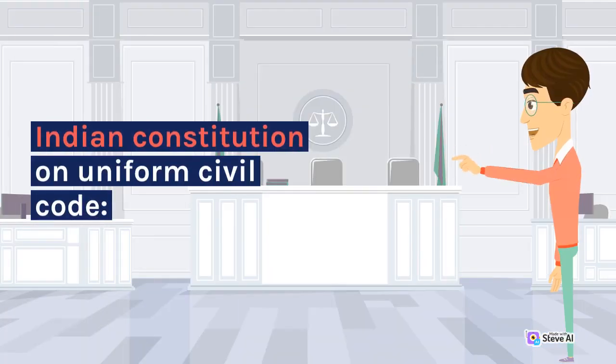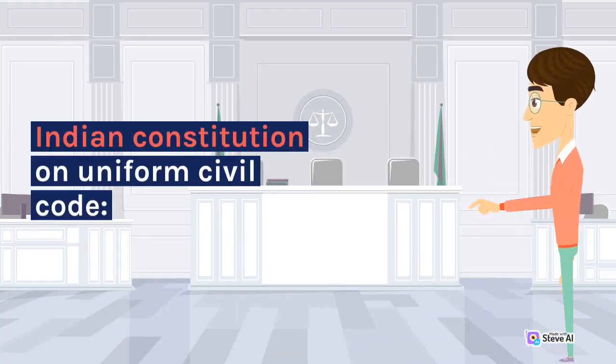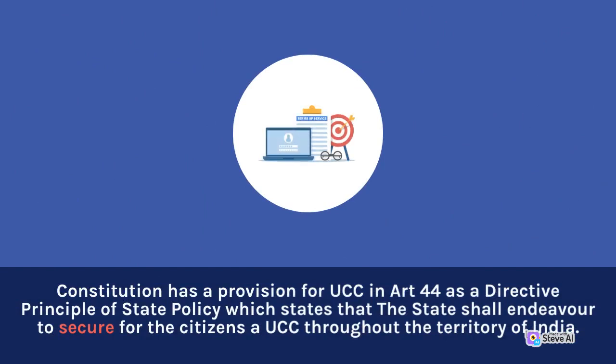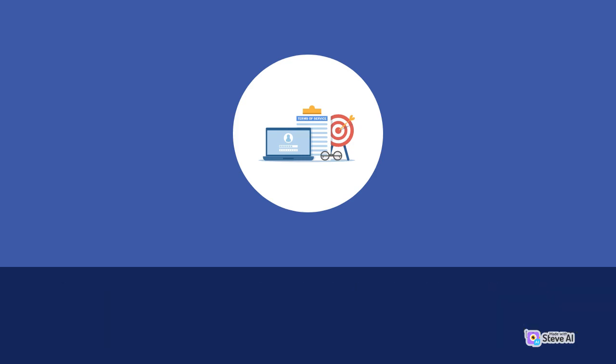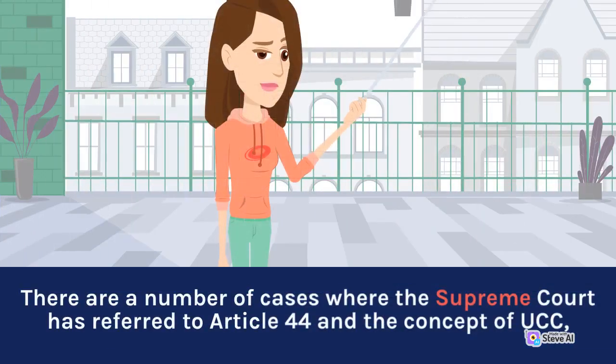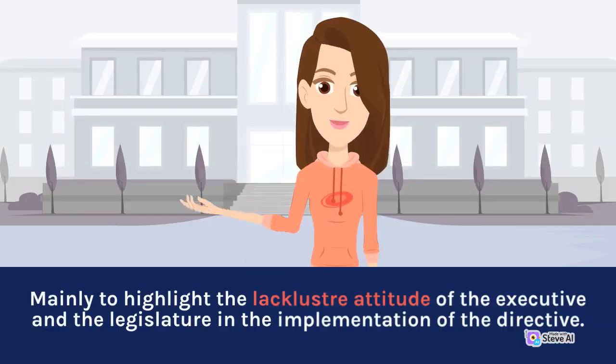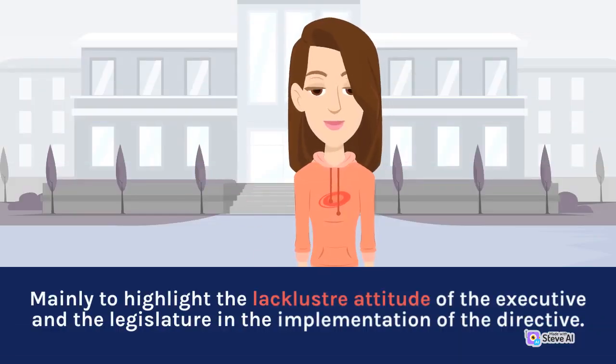Indian Constitution on Uniform Civil Code. The Constitution has a provision for it in Article 44 as a directive principle of state policy, which states that the state shall endeavor to secure for the citizens a uniform civil code throughout the territory of India. There are a number of cases where the Supreme Court has referred to Article 44 and the concept of a uniform civil code, mainly to highlight the lackluster attitude of the executive and the legislature in the implementation of the directive.